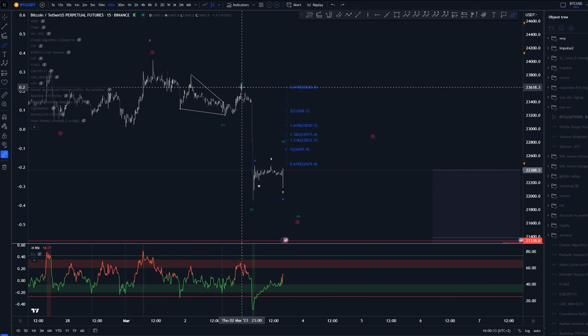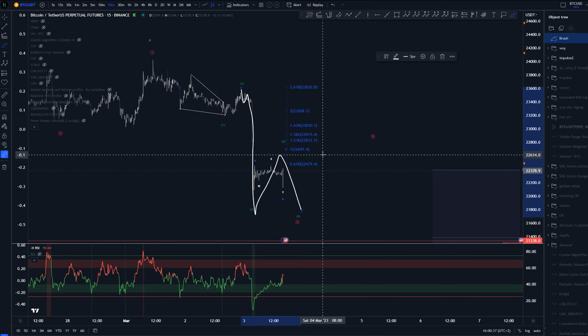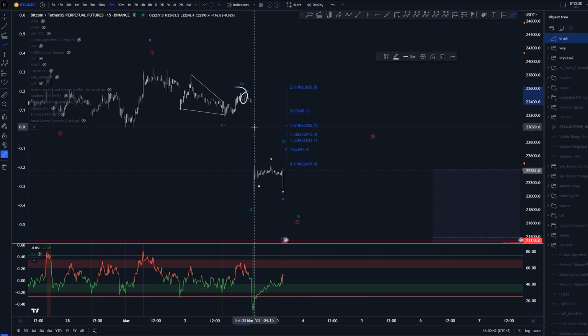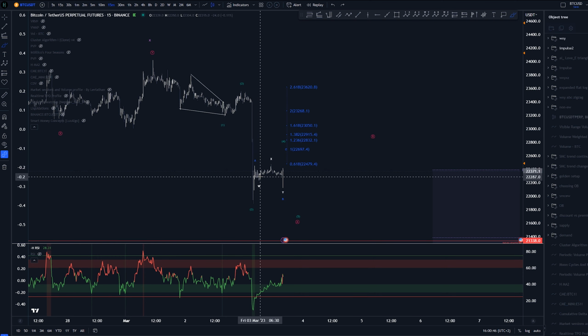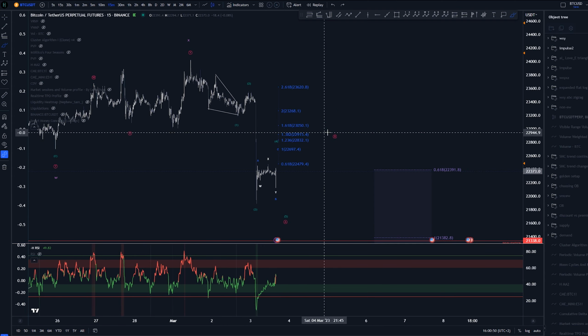There is a chance where this is a 1, 2, 3, 4 and 5. However, again, if we are comparing the sizes of wave 4 to that wave 2 here internally, you can see that there is no real correlation. So that's why I would be labeling it like this at the moment.